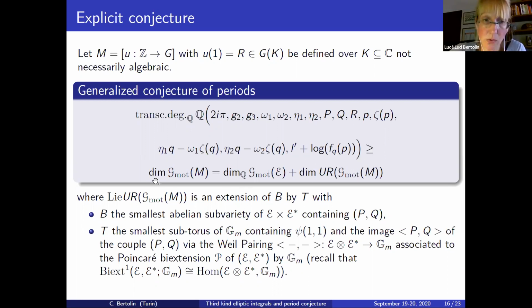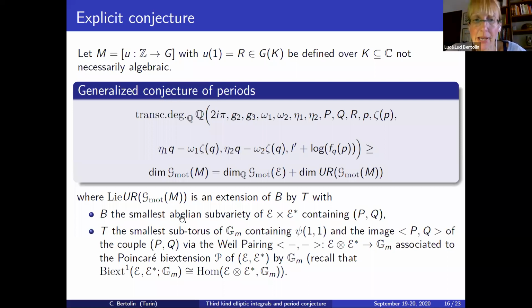And this is bigger or equal to the dimension of the motivic Galois group of M. And this is equal to the dimension of the motivic Galois group of the elliptic curve, plus the dimension of the unipotent radical of the motivic Galois group of M. And in fact, the Lie algebra of this unipotent radical is an extension of B by T, where B is the smallest abelian subvariety of A cross A dual containing PQ, and T is the smallest subtorus of G_m containing the trivialization which gives you the point R, and the image of the couple PQ by the Weil pairing.